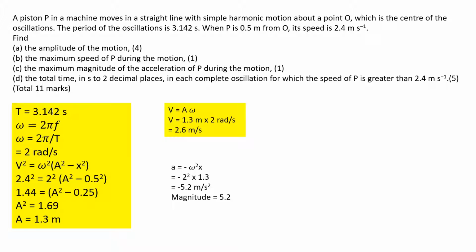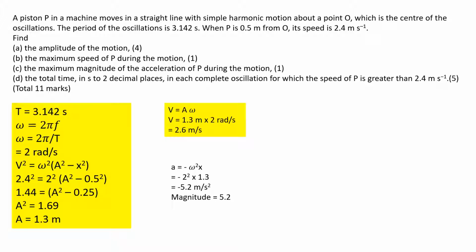What is the maximum speed of P during the motion? So that is using the equation v equals a omega. You've worked out a is 1.3, omega is 2, so v is equal to 2.6 meters per second.